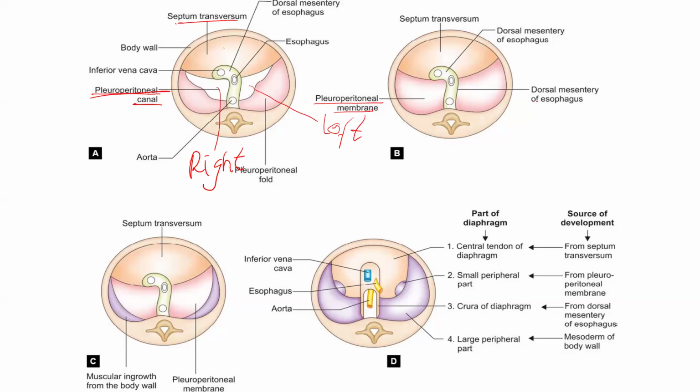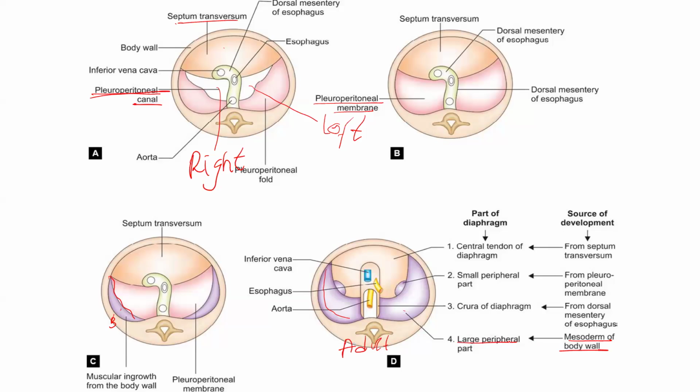Then as development continues, the pleuroperitoneal membrane, which is simply a membrane, is replaced by muscular ingrowth from the body wall. You can see this lateral body wall, and you can see that we have muscular ingrowth now in purple. In the adult diaphragm, most of the posterolateral parts are derivatives from the mesoderm of the lateral body wall.